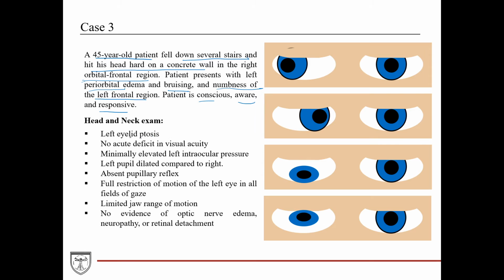So the head and neck exam: he's got left eyelid ptosis. And I'm sorry, I forgot to mark it here in the diagram. So this is when holding the eyelid open.